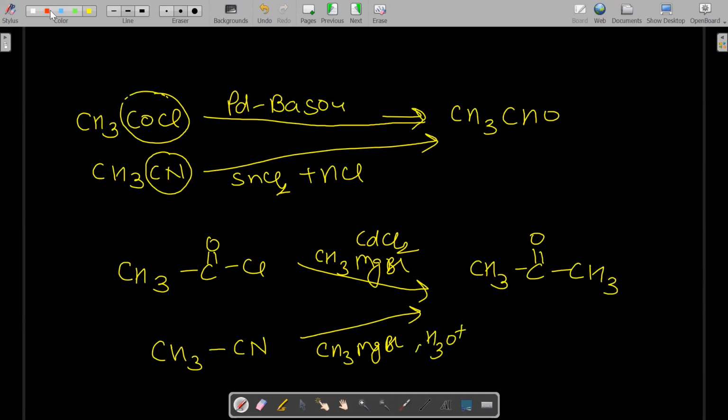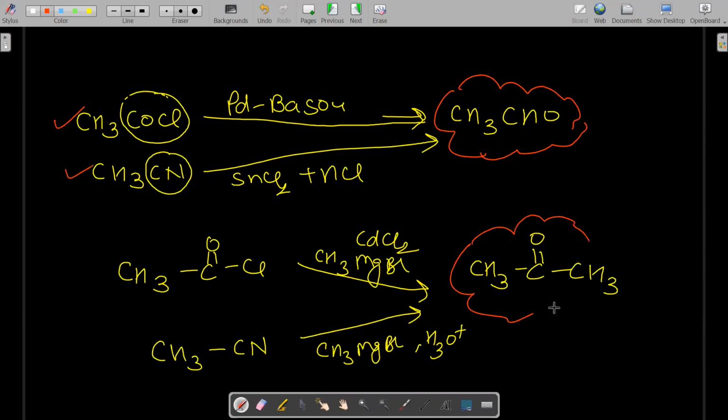So what you are observing, the same product, that is this, can be obtained from two different types of compounds using different reagents. Similarly, this also is obtained using a different compound and a different reagent. So this is clear to all of you.